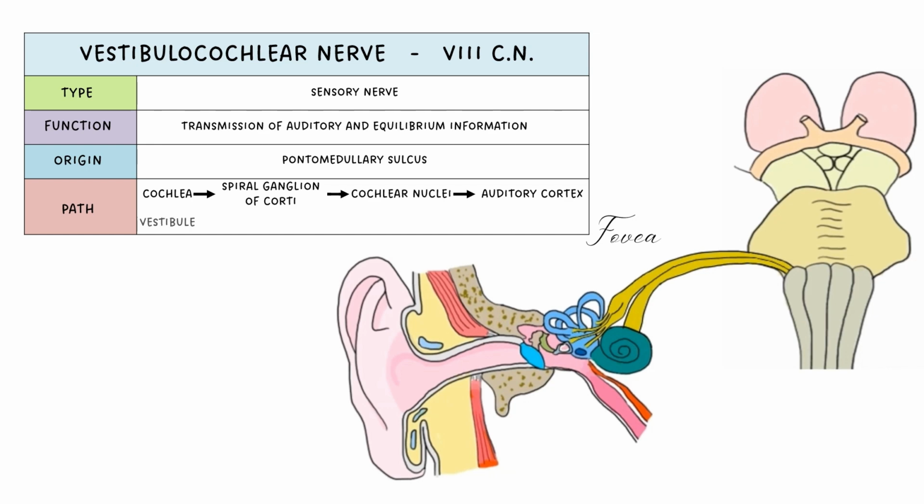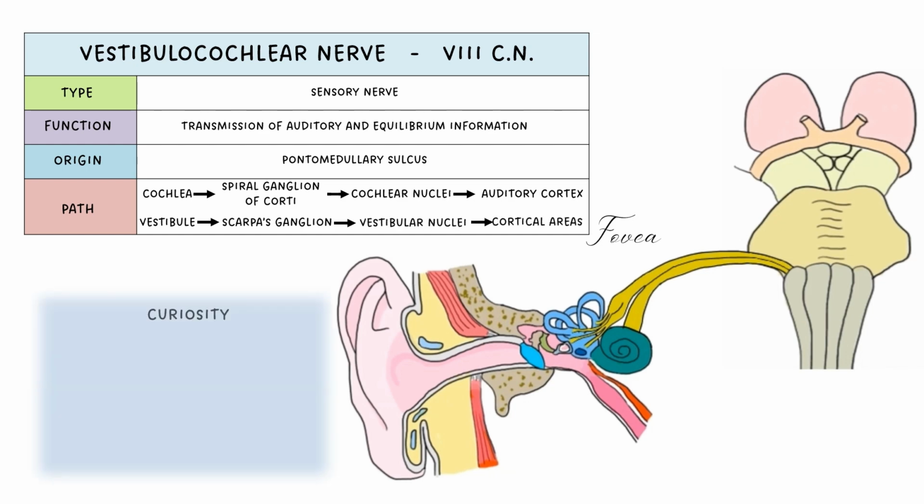The vestibular part transmits information on head position and movement. The receptors in the vestibular apparatus of the inner ear have cell bodies located in Scarpa's ganglion. From the ganglion, the information travels to the vestibular nuclei and then to the cortical areas.